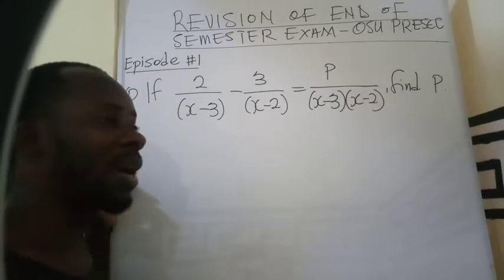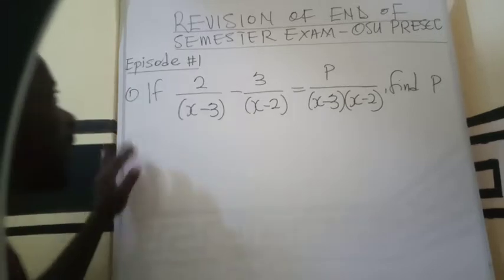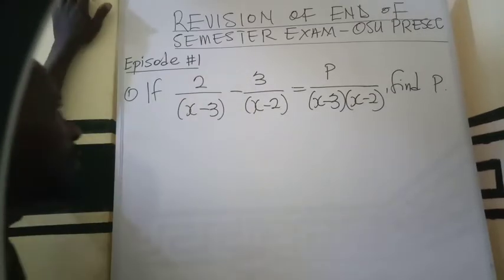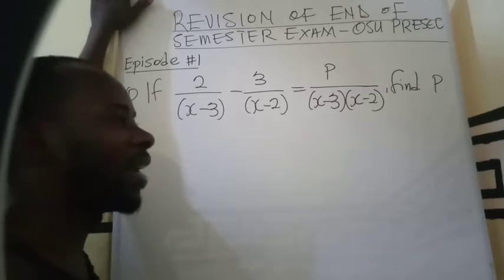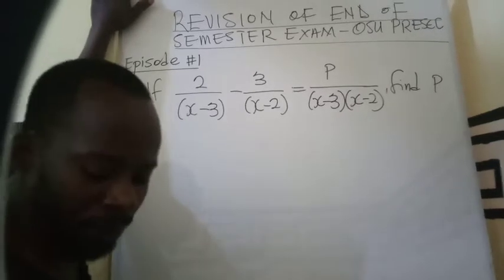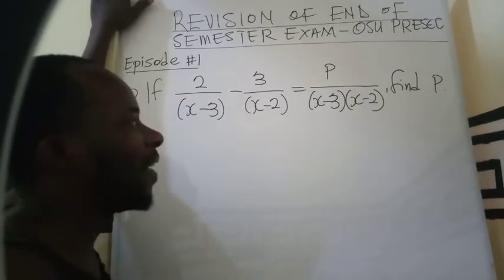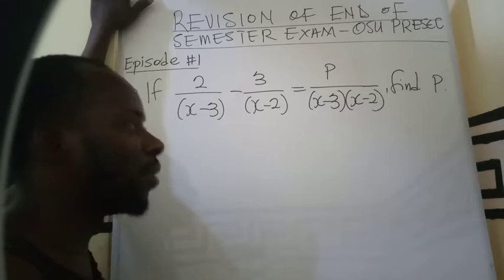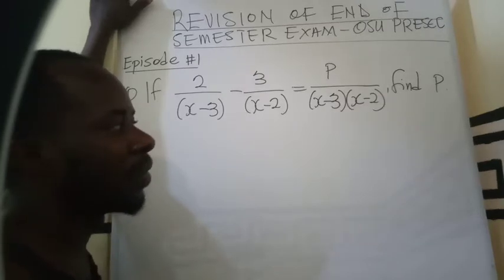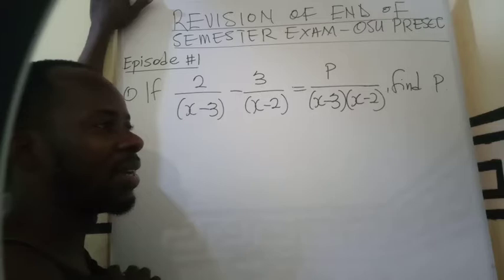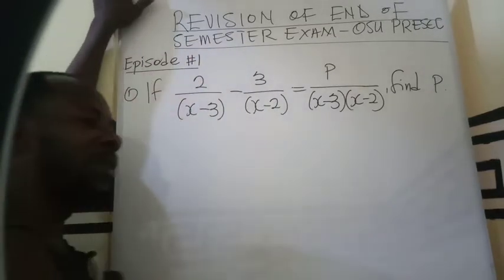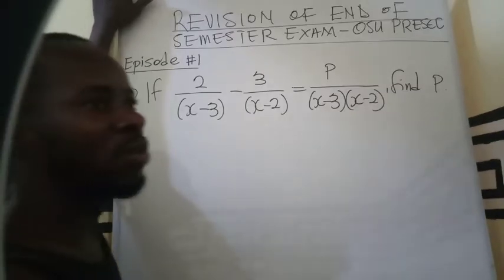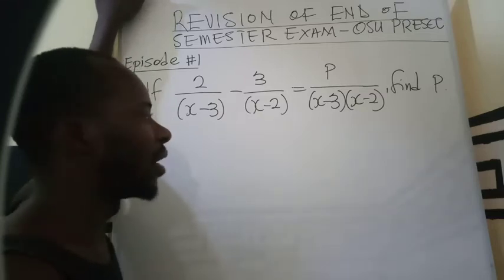So the first one we are faced with: if 2 divided by x minus 3, minus 3 divided by x minus 2, is equals to p divided by x minus 3 multiplying x minus 2, we have to find the value of p. So this simply means that the left side is also equals to the right hand side. So if you solve the left, whatever we get is assumed to be the same as what is on the right hand side.